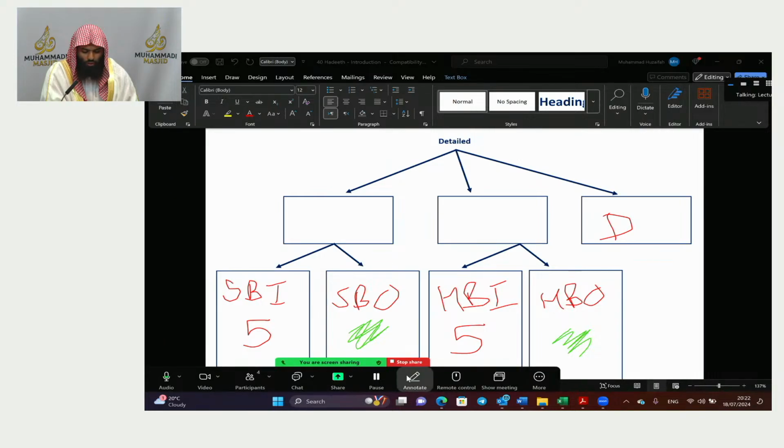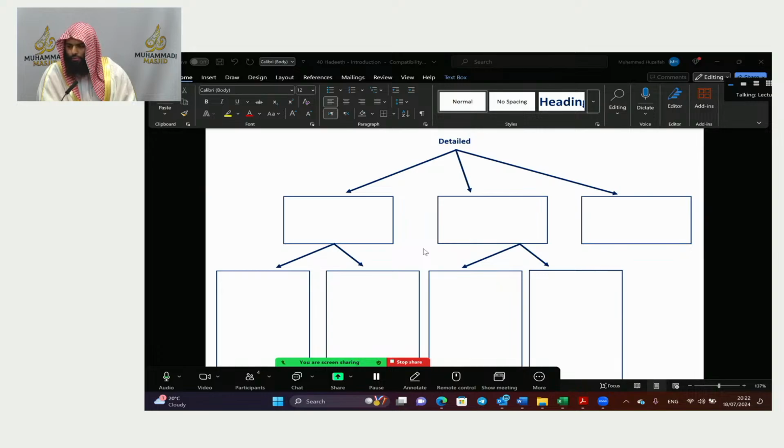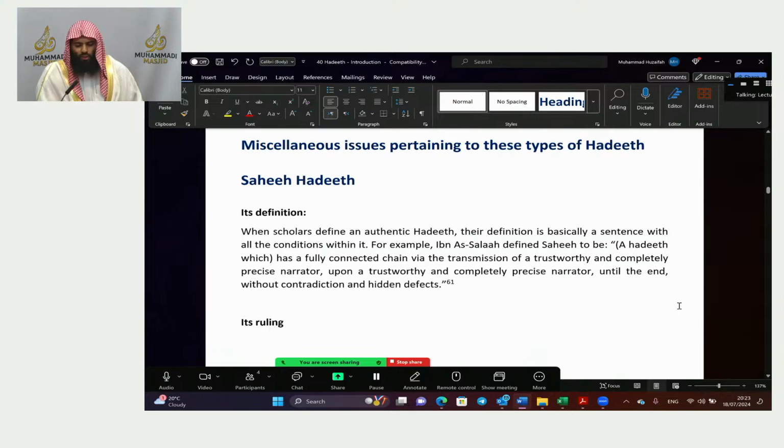Everything I've just mentioned to you now, obviously I've made it easy by drawing graphs for you. Now if you were to open up a normal book of hadith, like I've got a book of Mustalah al-Hadith here, there are hardly any graphs. Sometimes there are graphs at the end, but this one has none. So I've made it easy by making these graphs for you. But we do need to go through some technical issues, and we will have to do a lot of reading now. So, miscellaneous issues, extra issues pertaining to these types of hadith.